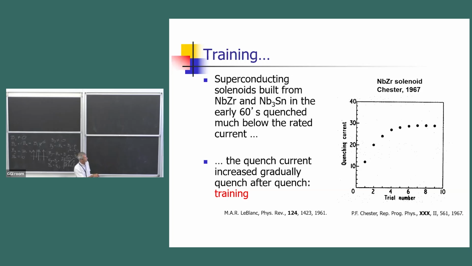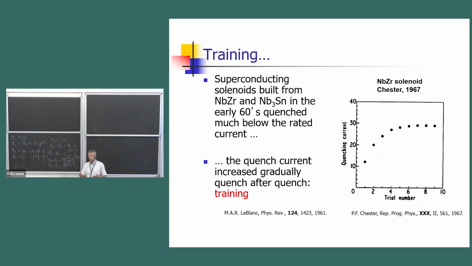And what happened is that they quenched much below what people thought would be the critical current, the rated current. And the quench current increased gradually, quench after quench. Okay, so if you tried once, you will get here. If you let the magnet ramp down, cool down, ramp again, the magnet would get up here. If you do it again, it would get up here, get up here, get up here, and so on.